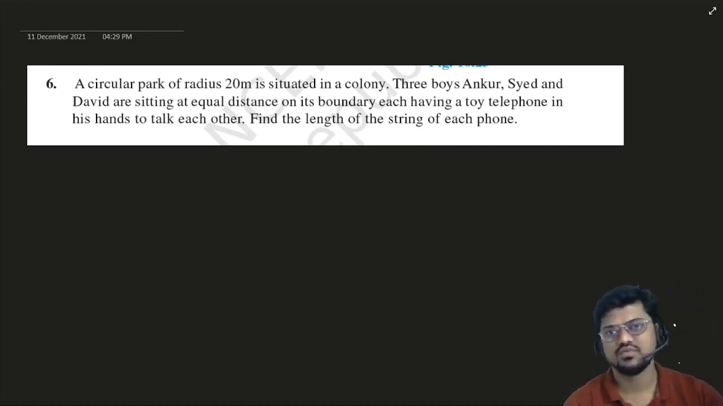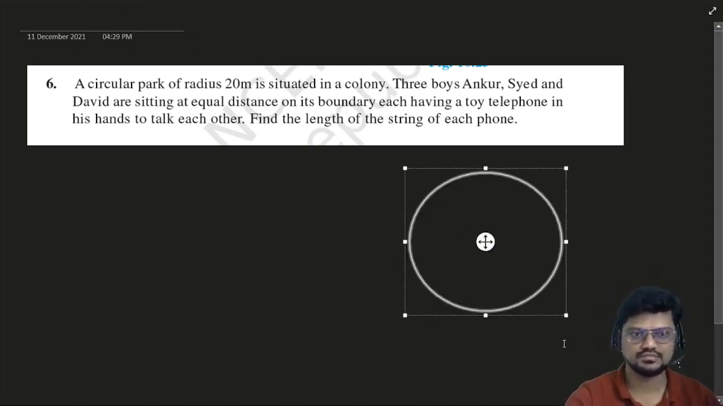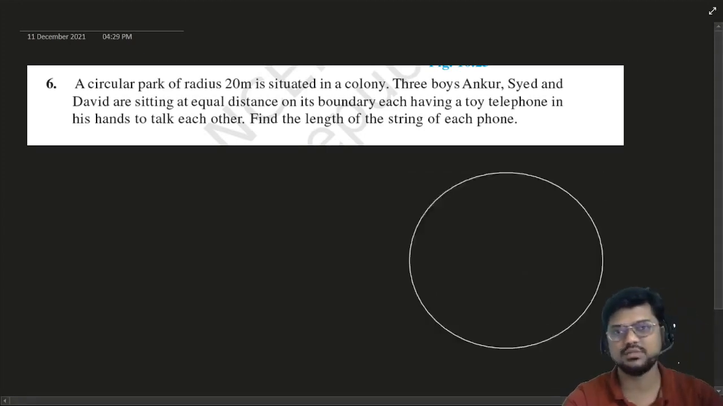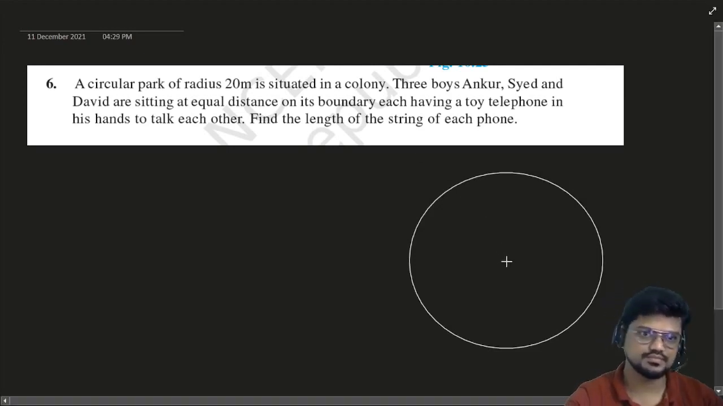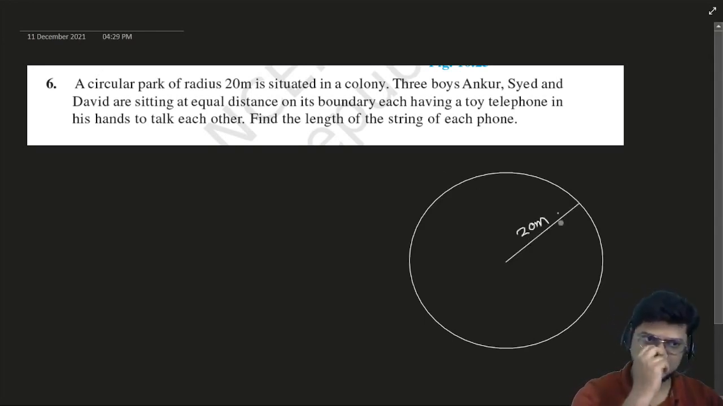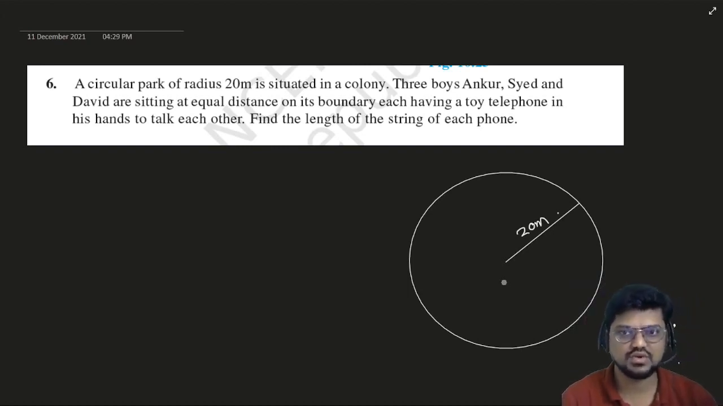What we will do, there is a circle involved in it. So first let's draw a circle. Now what they are saying, a circular park of radius 20 meter. The radius of this circle is 20 meter. Let's say this is 20 meter. This is what is given. Three boys, Ankur, Saeed, and David, are sitting at equal distance on its boundary, each having a toy telephone in his hand to talk to each other.